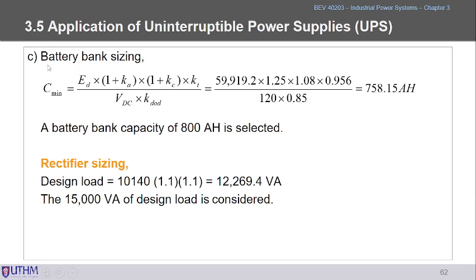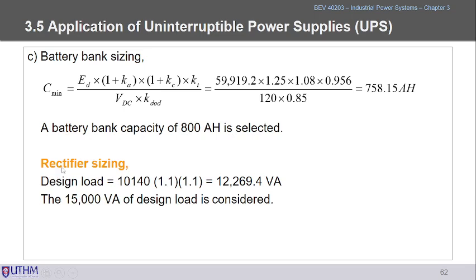So from here we understood that the minimum battery size we need is 758.15 ampere hour. 758.18 ampere hour. So we need to choose the higher one. Of course we can choose 800 for the ease of the calculation. So we choose 800 ampere hour as our battery bank.